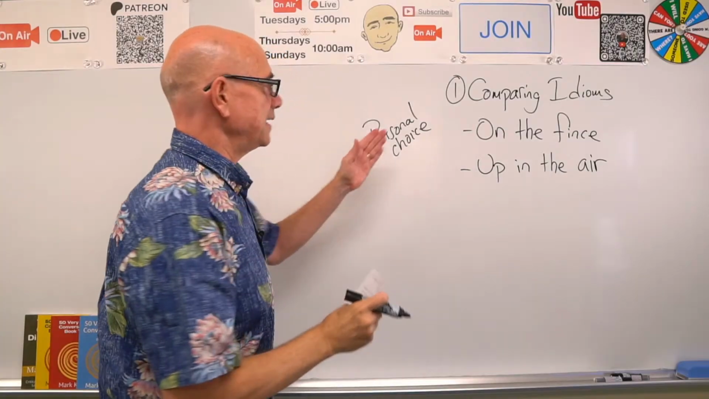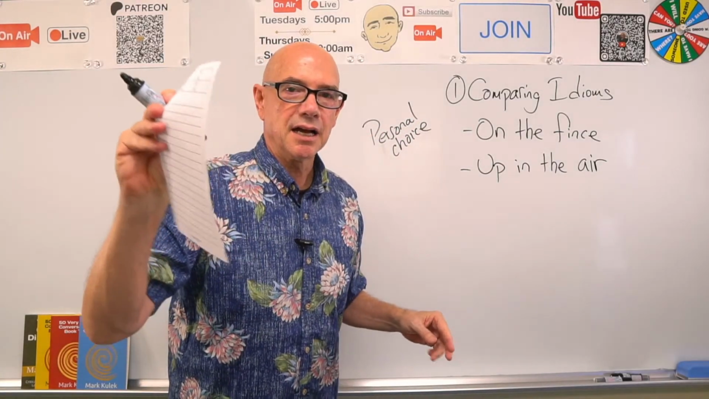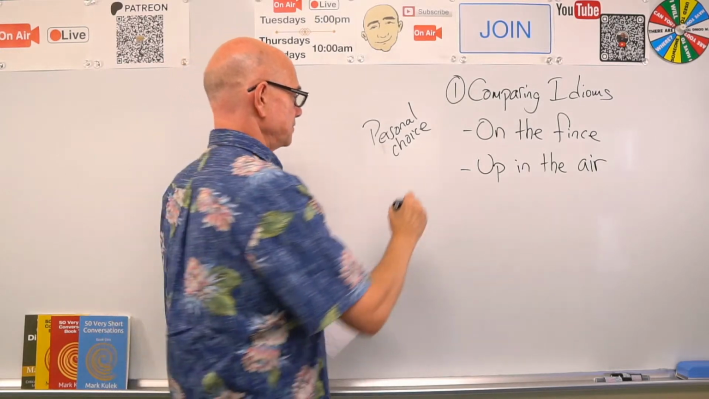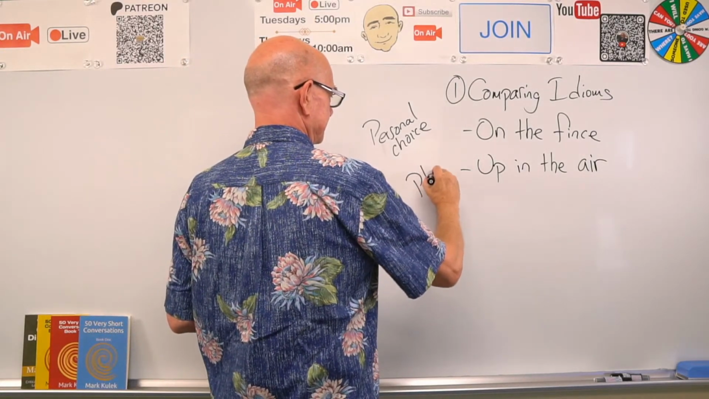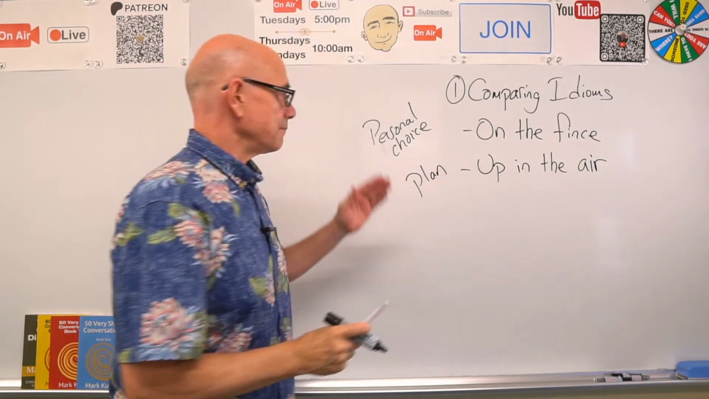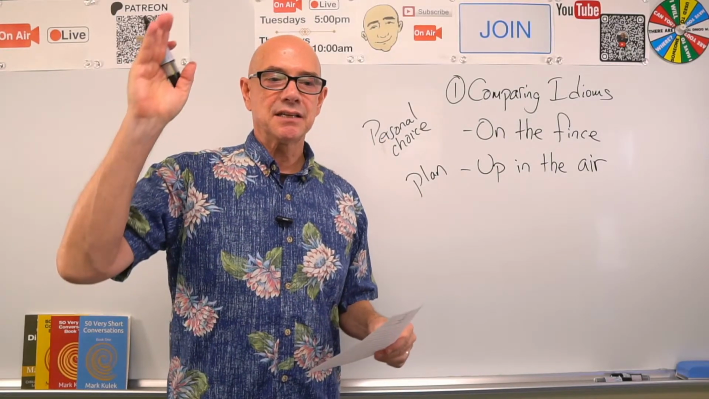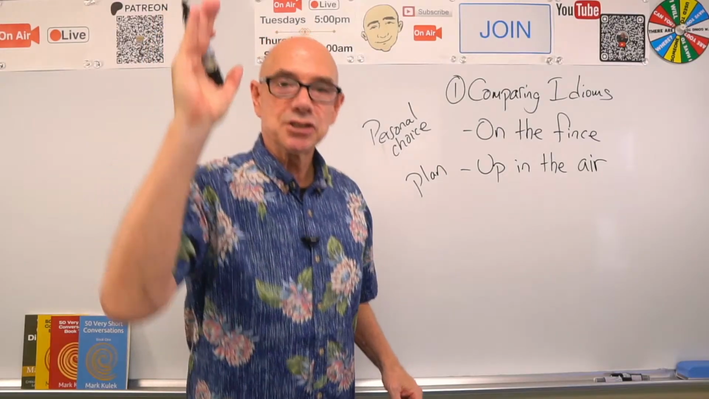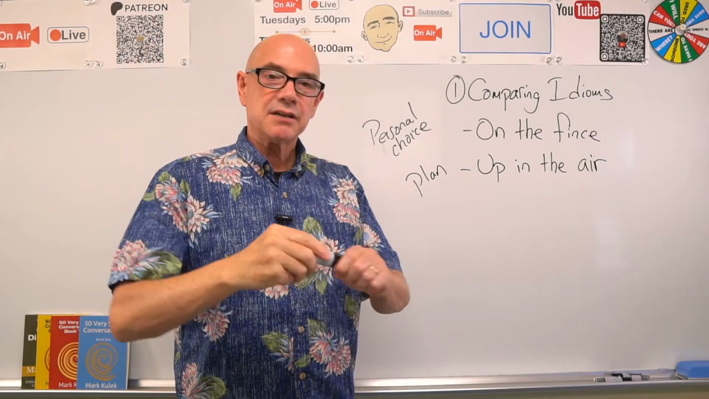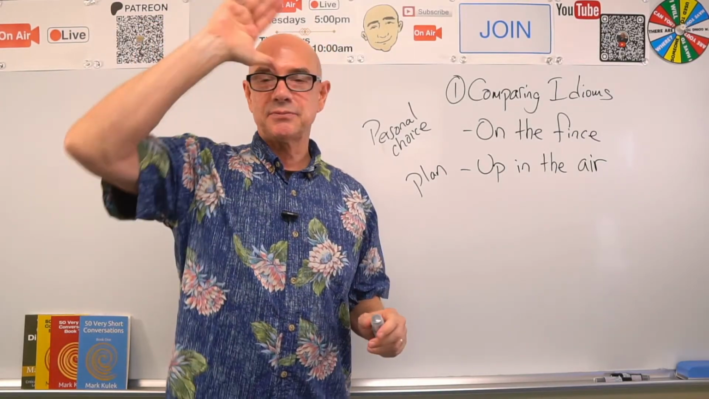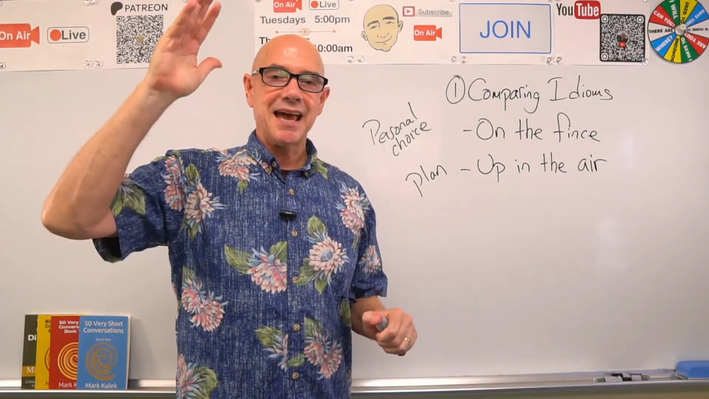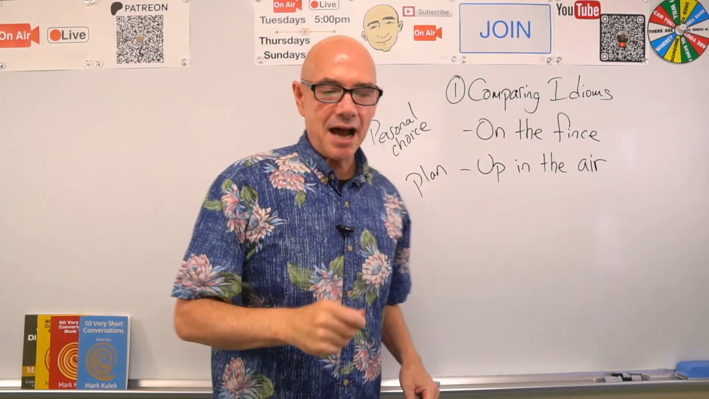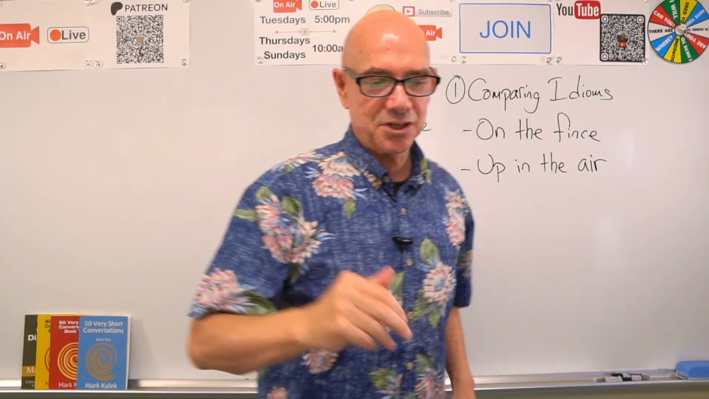Right, so I'm on the fence if I'm going to buy a new computer. And then up in the air, it's a plan or situation. Let's say plan. Right, so my summer vacation is up in the air. Okay, so let's check out the worksheet. We have explanations, we have activities, and you should be able to use these two idioms better after the worksheet.